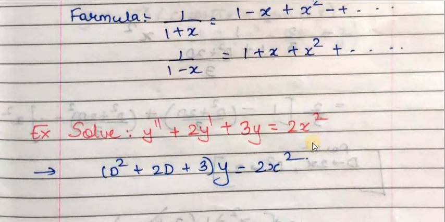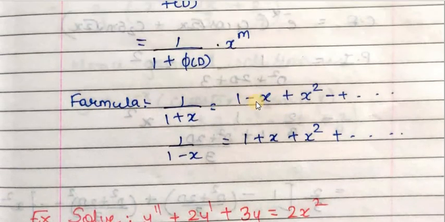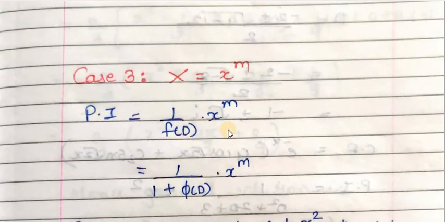On the right hand side, it is not necessary that you will be given only a function like x raised to m. See, if you are given x cube plus 7x square plus 8x plus 9, in that case also you have to apply this same concept, right? And you have to remember these two formulas. So what we have discussed today is case number 3, when X is x raised to m.